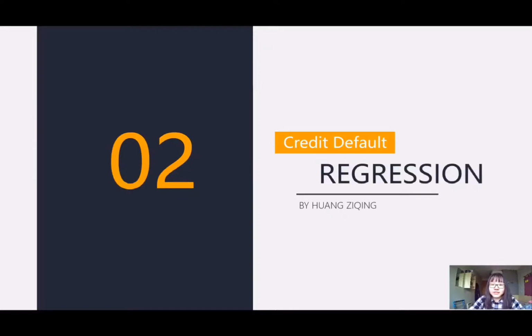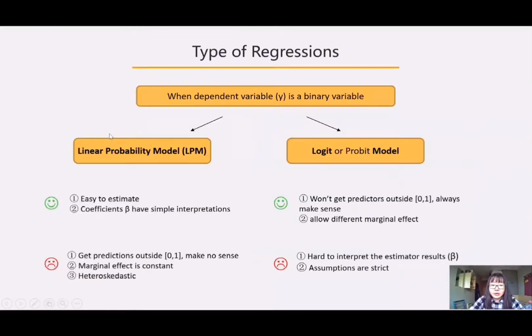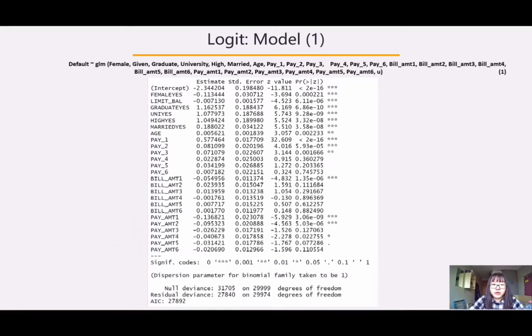Hello everyone! After knowing the importance of credit card default, now we can build some regression models to analyze. There are 2 main ways to run regressions. First is the linear probability model, and the second one is the logit model. Because there is a serious drawback of LPM, that it may get predictions outside 0 and 1 that actually make no sense, we only use the logit model in our video. And we basically build 3 models, and in model 1, we include all variables using the given data, and we can see the direction of coefficients to see different effects.